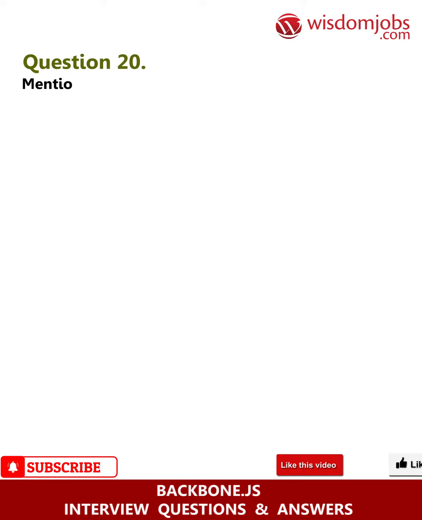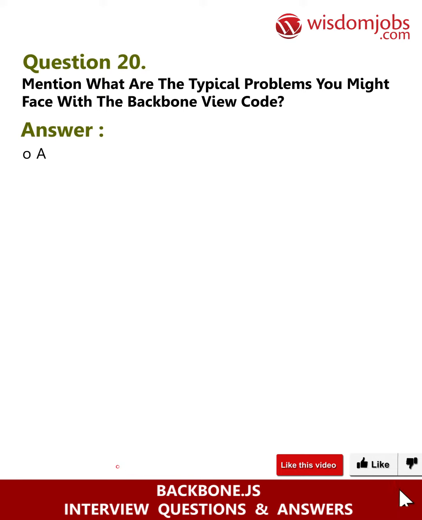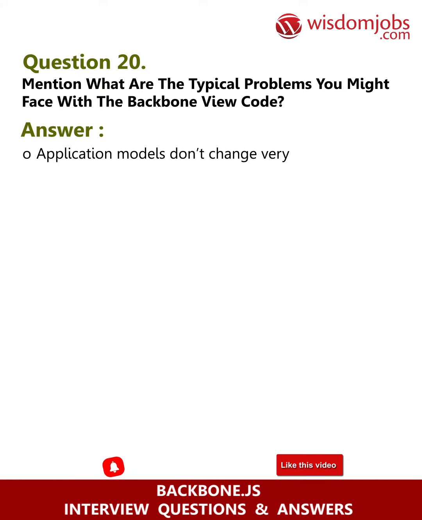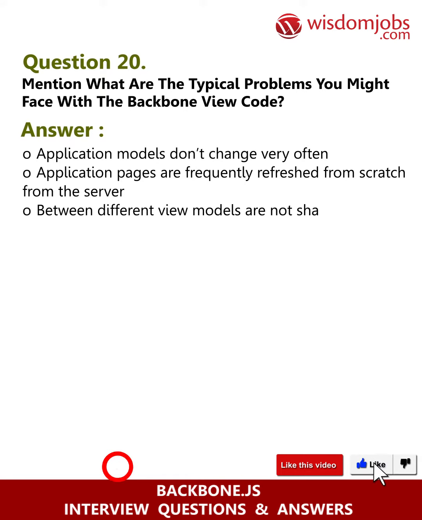Question 20. Mention what are the typical problems you might face with the Backbone view code? Answer. Application models don't change very often. Application pages are frequently refreshed from scratch from the server. Between different views, models are not shared.